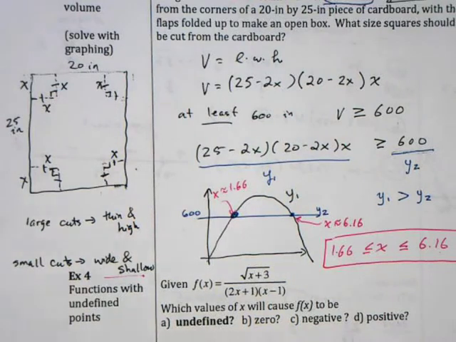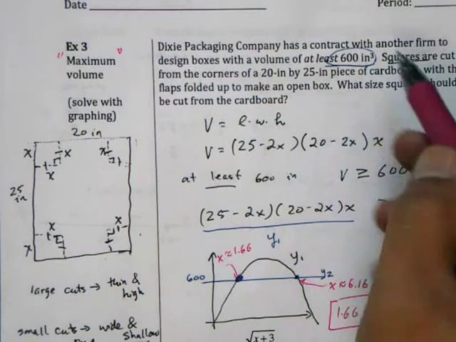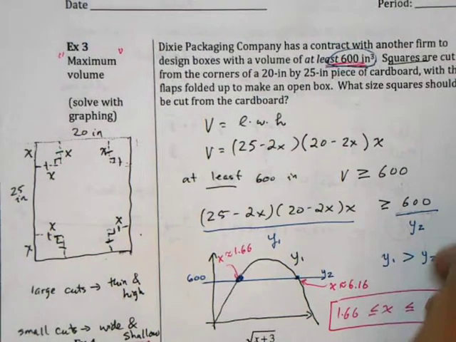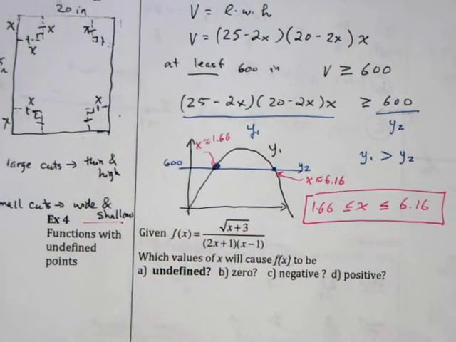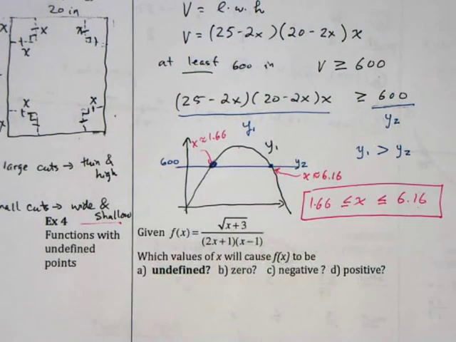And this word maximum volume here is a little bit misleading. It's really not the maximum, it's some specific number. But you will get problems that will ask you for the maximum volume, in which case you would just find the maximum point. All right, so again, word problems are difficult.